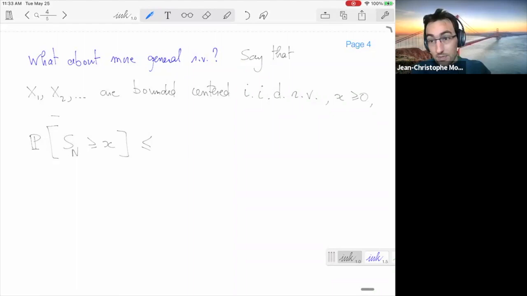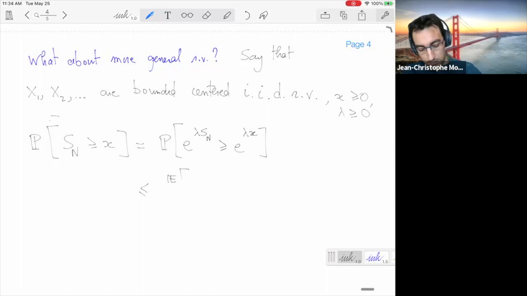And in fact, here the idea is to use the exponential function to do this Markov inequality argument. So let me write it down. Let's say I fix a lambda non-negative. The exponential function is non-decreasing, so this is correct. And now I use a Markov inequality. So this is smaller than the expectation of exponential lambda Sn divided by exponential of lambda x.